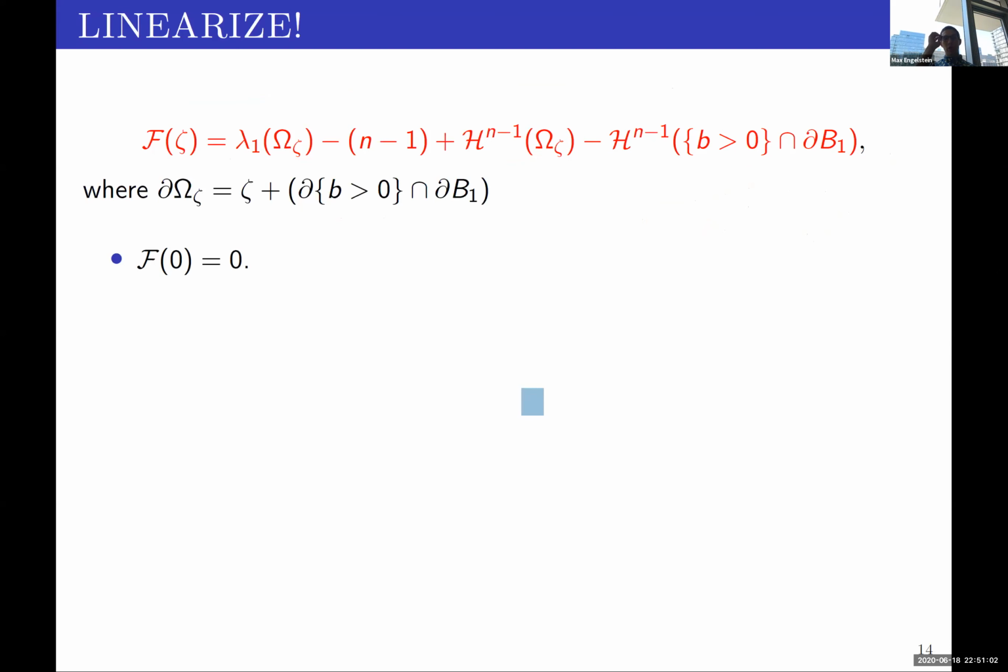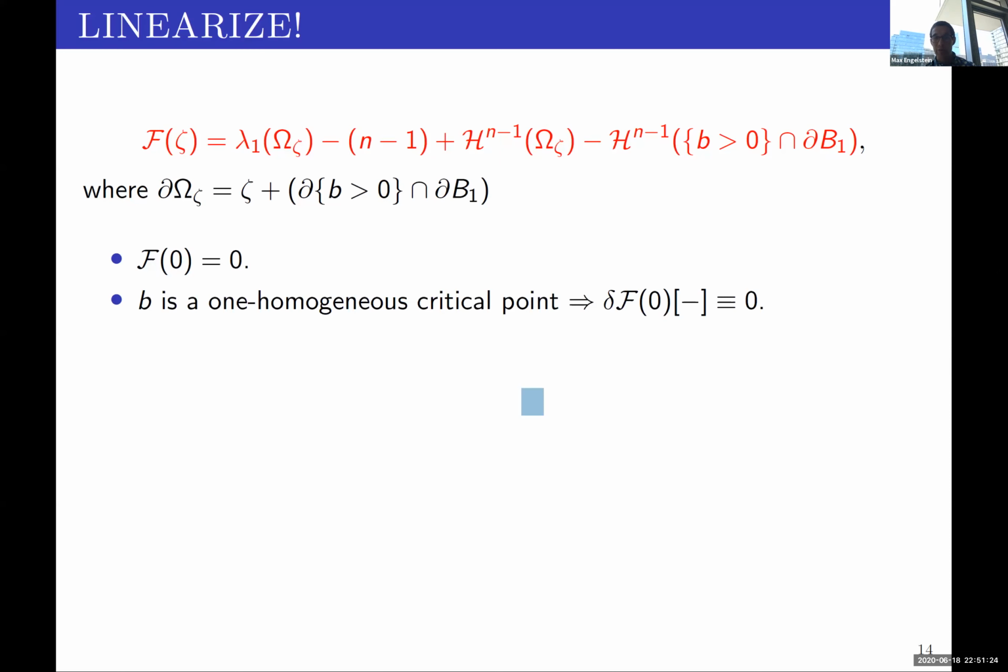Okay, so let's notice a couple things. First, this function at 0 is equal to 0, because when zeta equals 0, omega sub 0 is exactly equal to the positivity set of B, and then its first Dirichlet eigenvalue is n minus 1, and its area is exactly the area of the positivity set of B. And because B is a critical point, this means that the derivative of f at 0 is also equal to 0. So if we take a Taylor series, we really want to understand the second derivative of f at 0 in the direction zeta. That's the thing that we're trying to figure out here.